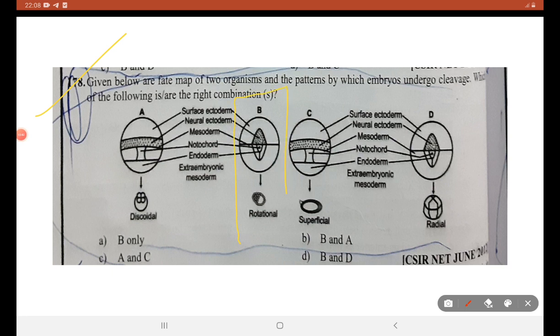For rotational, we will be dealing with this picture in detail when we study frog, chick and human development. As of now, understand that option B is the right answer. This is rotational, holoblastic, isolecithal in the case of human.